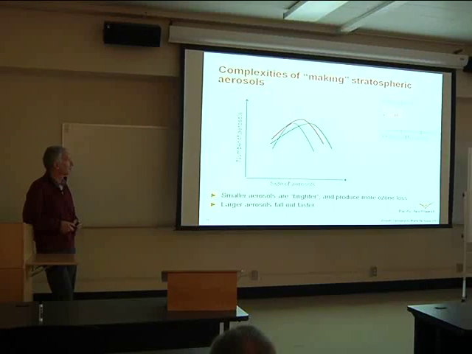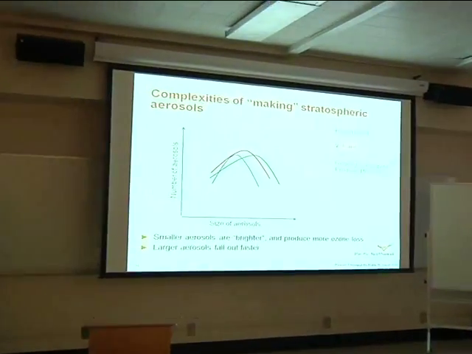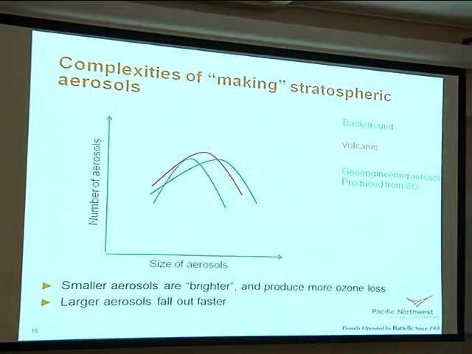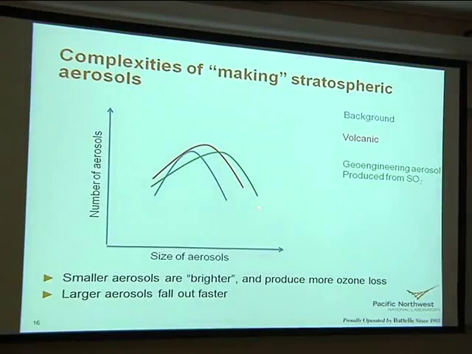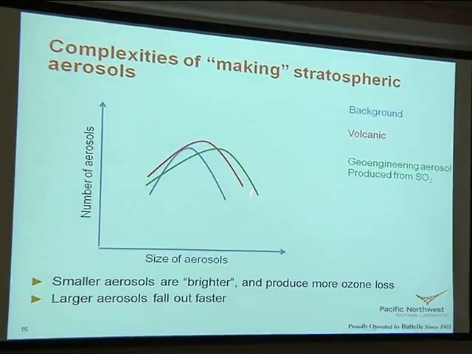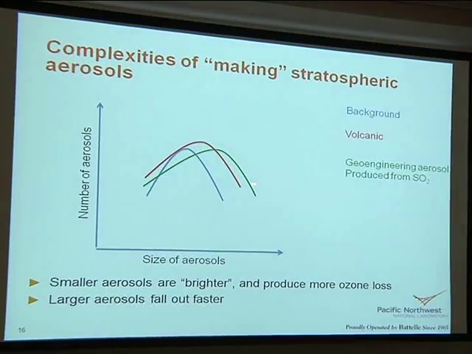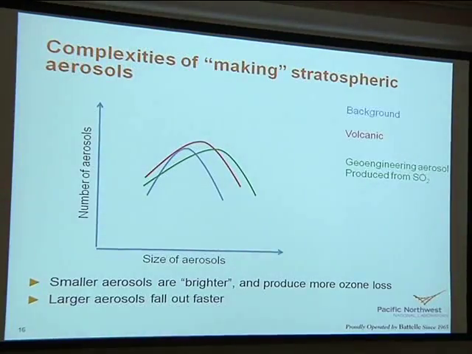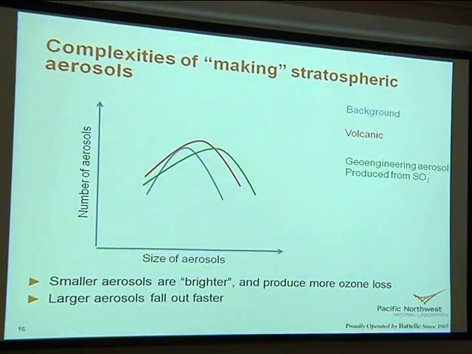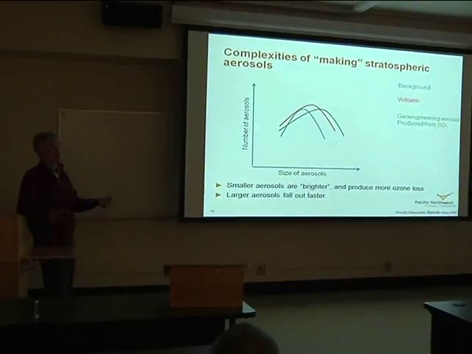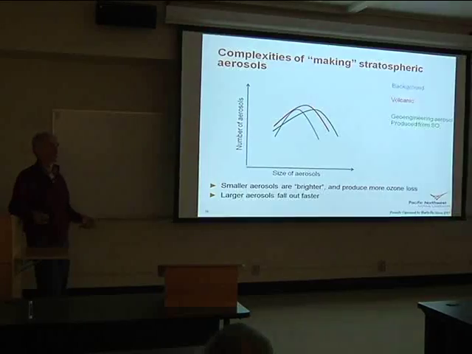Now, if we introduce geoengineering aerosols, and we introduce them by just putting more sulfur dioxide into the planet, then this is the kind of size distribution that our models are suggesting now that we would see. And so we wouldn't get a size distribution which looks quite like volcanic eruptions. And the reason is because during a volcanic eruption, you start with an atmosphere where there are very few aerosols, and when you introduce this gas, you make lots of new aerosols.